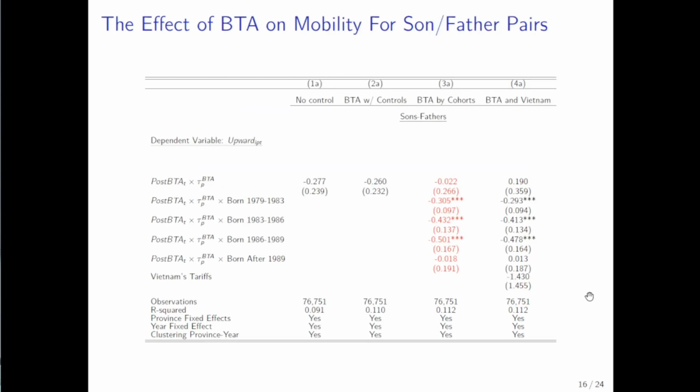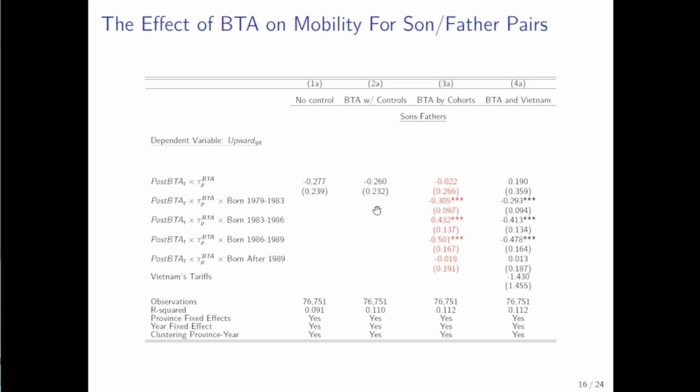So if we look at our first set of results, this is for sons relative to fathers. You see that in our most basic regression, the sign is correct, but the coefficients are insignificant. So therefore, we cannot have much confidence in that negative sign, right?